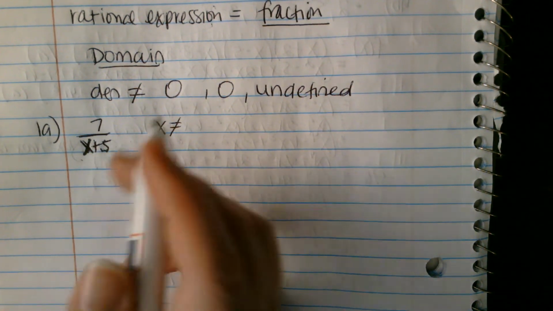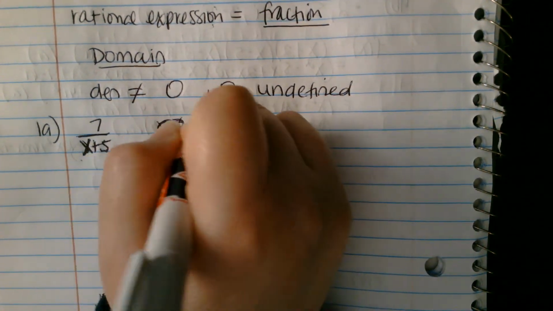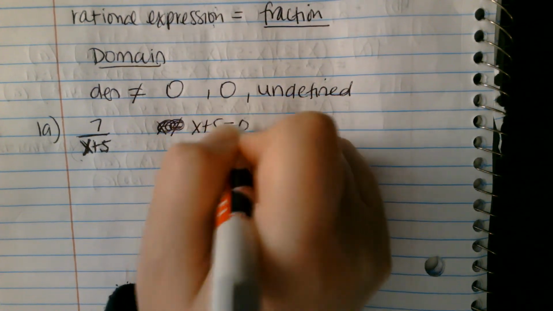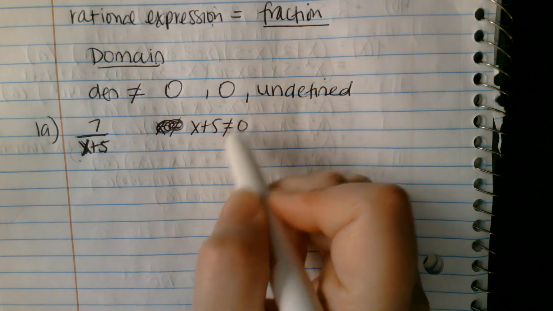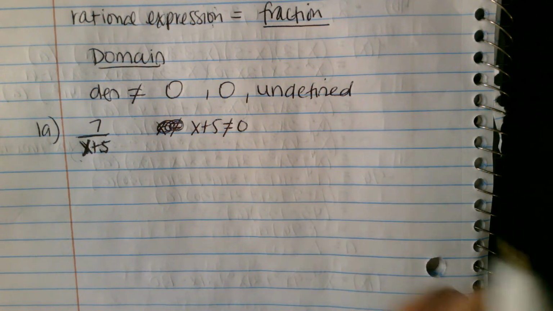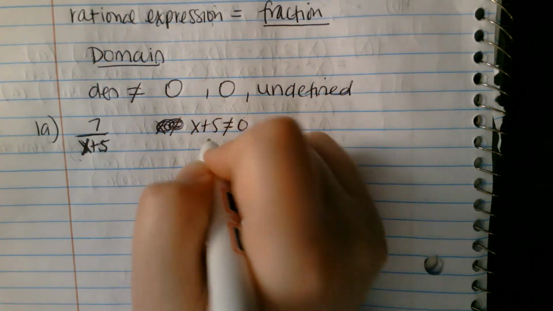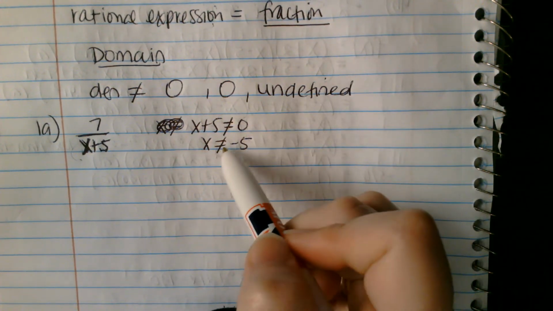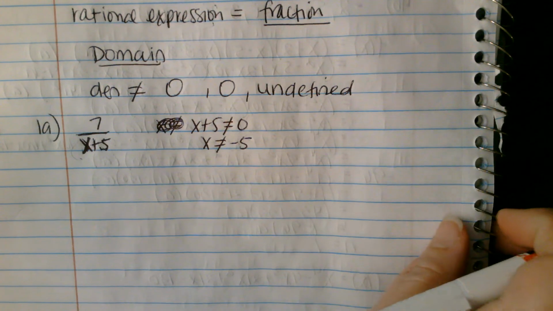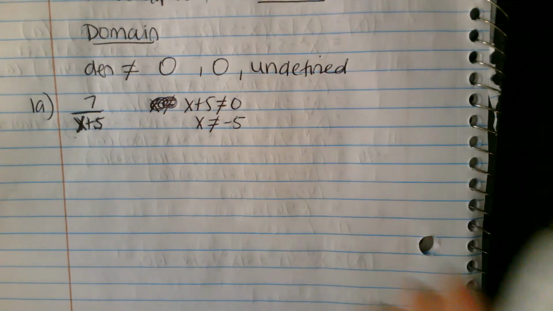So we would set x plus 5 equal to 0, because we know that x plus 5 cannot equal 0, so you could go ahead and put the bar through it if you wanted to remind yourself. So x plus 5 can't be equal to 0, which means x can't be equal to negative 5. So therefore we're going to exclude negative 5 from the domain.